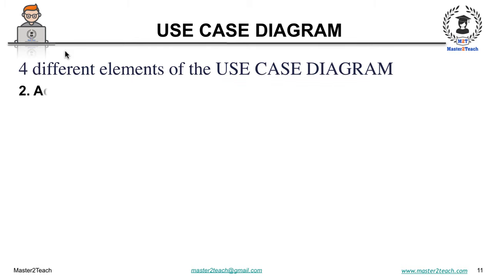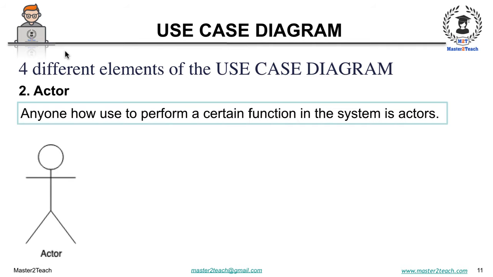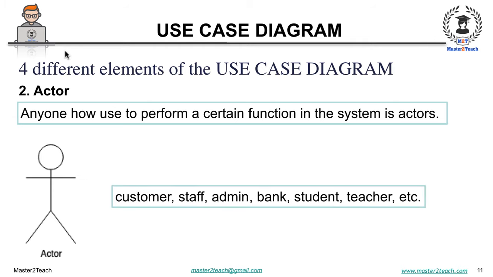Number 2, actor. The actor is represented by the human stick image. Anyone who performs a certain function in the system is an actor. Actors may be someone or something that can be a person, an organization, another system, machine, or any external device. So, who or what is going to use our system is an actor, like customer, staff, admin, bank, student, teacher, etc.